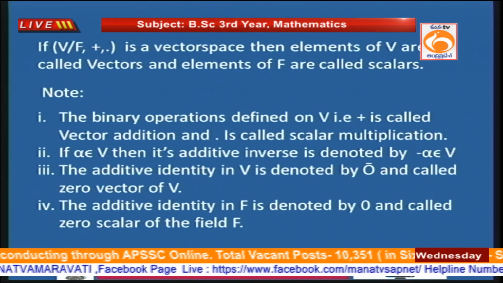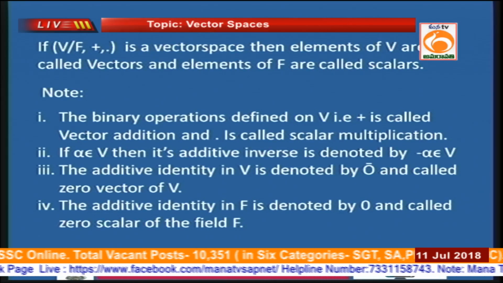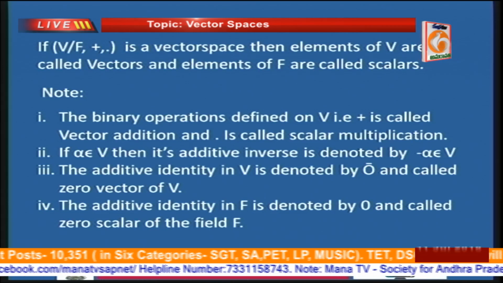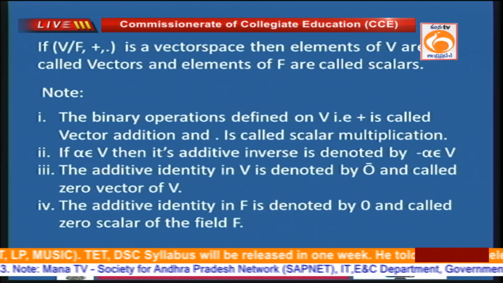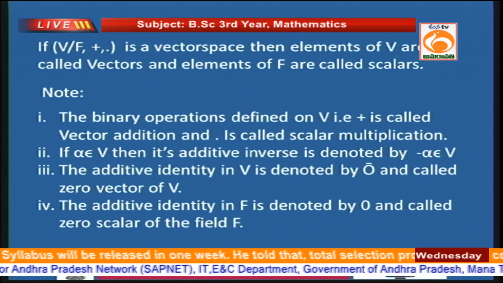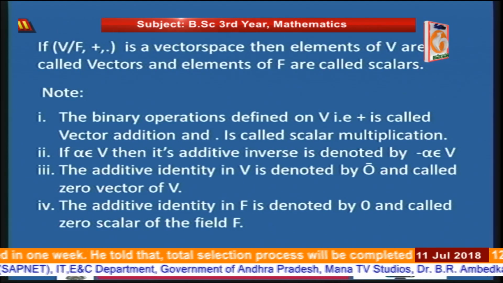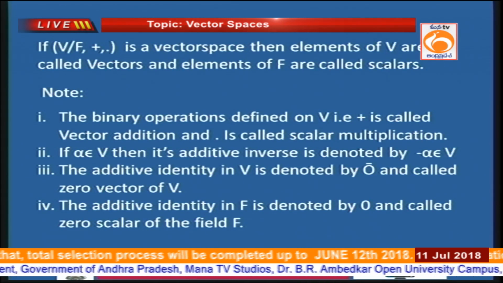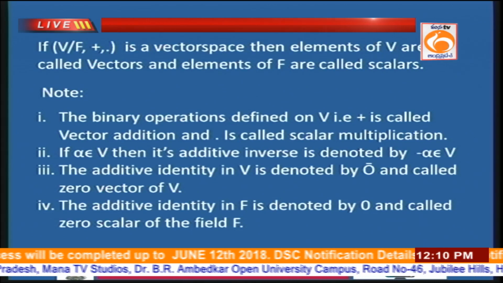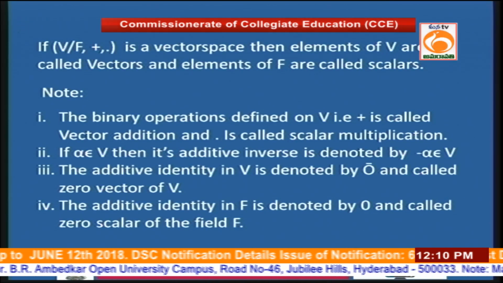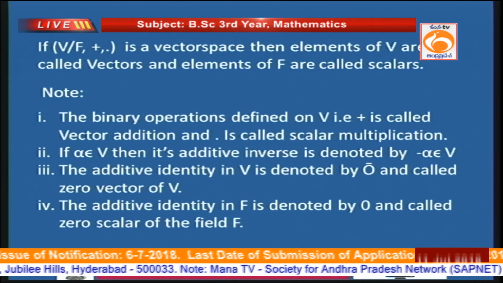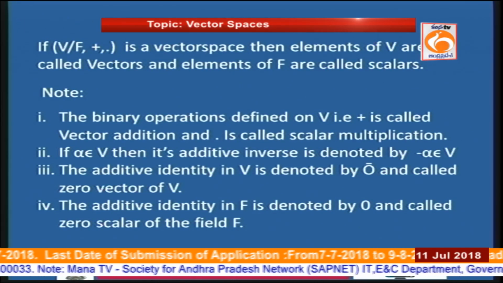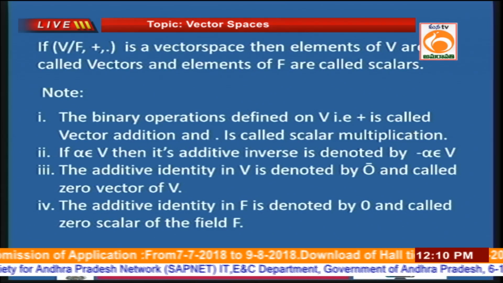And the third point to be noted is, as we know, V has an additive identity also, because it is an abelian group with respect to addition. That is denoted by 0 with a bar over it. It is read as 0 bar, and it is called the 0 vector of V, because elements of V themselves are called vectors. So, in particular this is called the 0 vector of V.